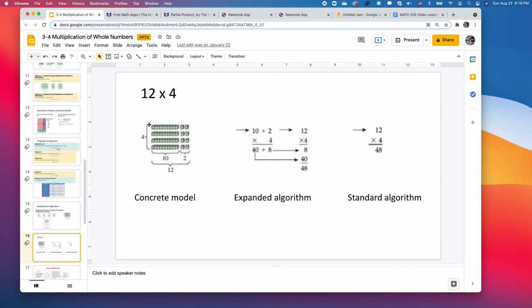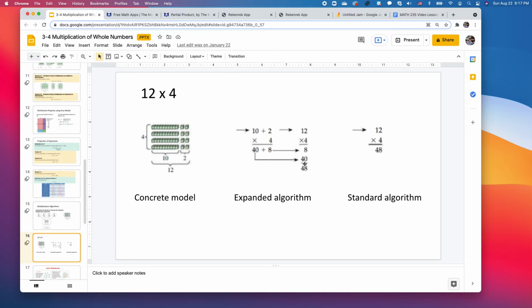You can see that 12 times 4 or 4 times 12, 10 and 2, 10 and 2, 10 and 2, right? So we can do 4 times 10 and 4 times 2, right? So you can add them together. So we call this a concrete model using real objects.